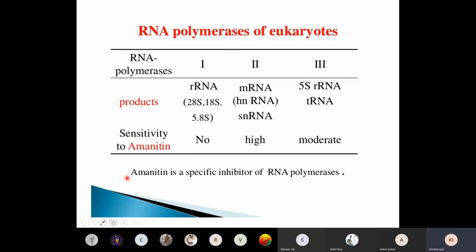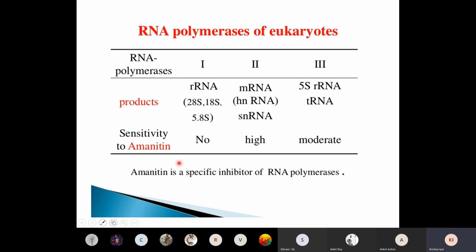Anybody heard of this amanitin by any chance? Any one of you heard of this? Anyone? Amanitin by any chance? So, before we go further, look at what amanitin does. It very specifically inhibits this RNA polymerase, which means what? If I give you amanitin or introduce amanitin into you, either orally or by injection, what do you expect to happen?